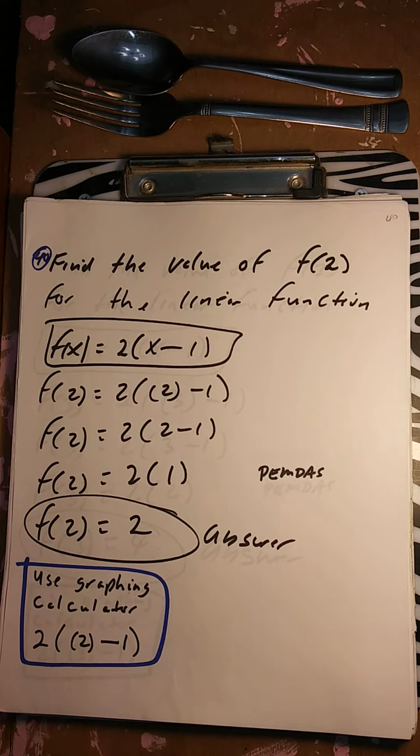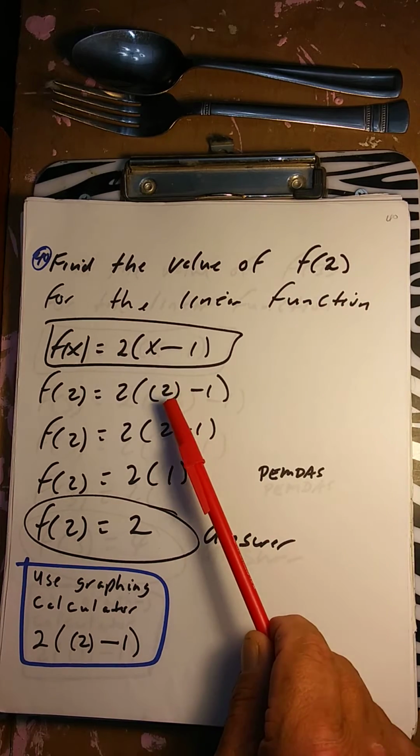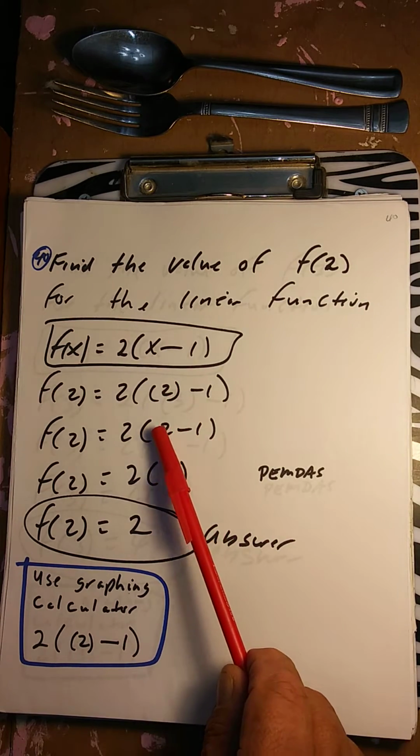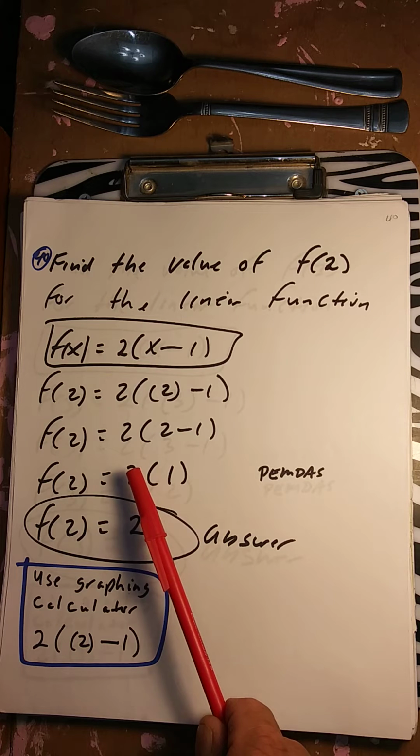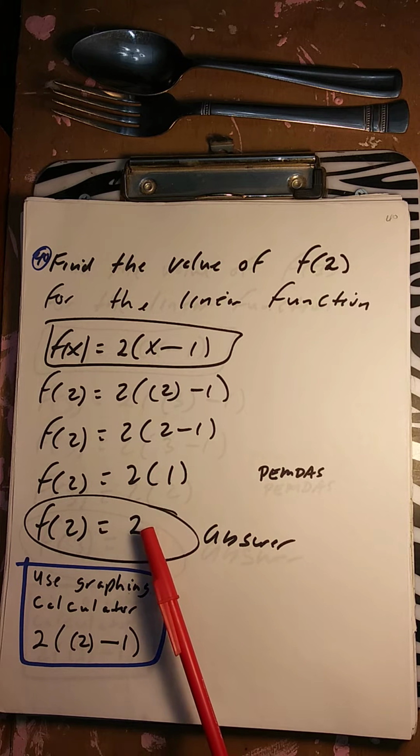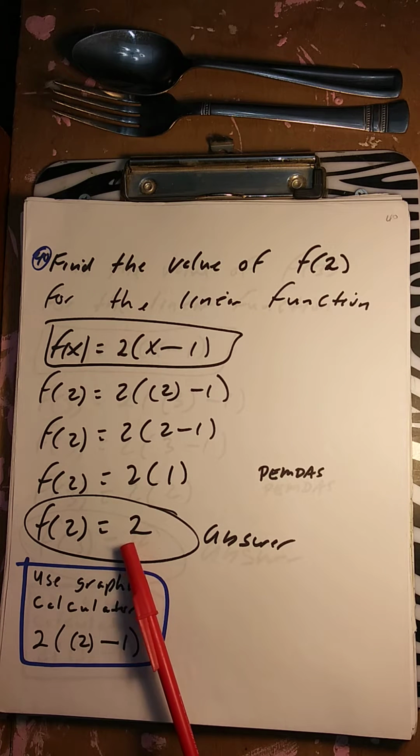Find the value of f of 2 for the linear function. 2 parentheses x minus 1, put it in there, 2. So take the parentheses off, so now you have 2 minus 1 is 1, and 2 times 1 is 2. So f of 2 is equal to what? 2.